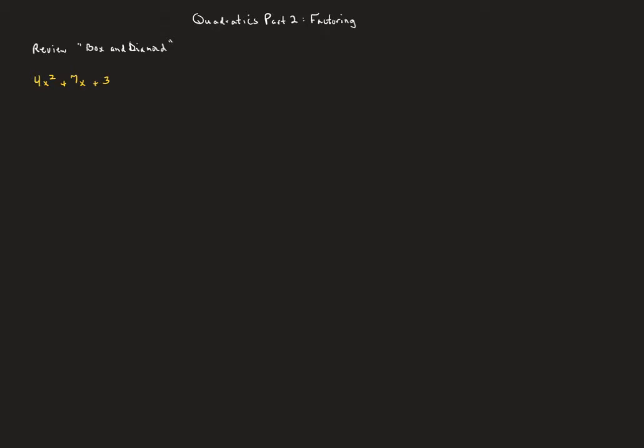So in the box and diamond method, remember we multiply these and say the product is going to be 12x squared, and we say that the sum is going to be this 7x, and then we look for what two things multiply to be 12x squared and add to be 7x, and hopefully you can see that that's going to be a 3x and a 4x.